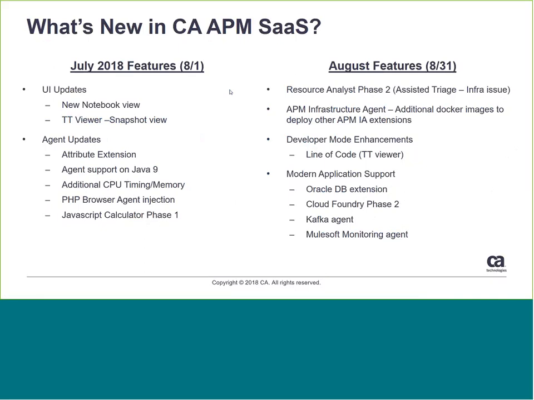If you're not familiar, our APM SaaS environment updates about every 2 weeks. So there's a culmination of features that were added within the July and August timeframe that we're going to go over today. Just some quick highlights: there was a lot of UI updates, as you probably noticed if you log into the APM SaaS environment. There are new notebook views and a new transaction viewer.